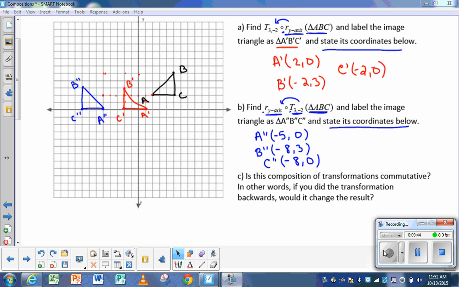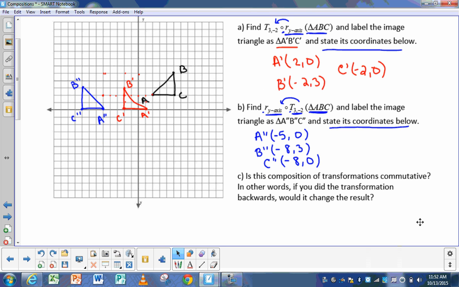Welcome back. You should have gotten the red triangle to be your triangle A prime, B prime, C prime, which was first the reflection over the y-axis, then the translation. And then your blue triangle, or my blue triangle, is the image after a translation followed by the reflection over the y-axis. So you can go ahead and see my coordinates there. Don't forget to always plot those coordinates and to state them.